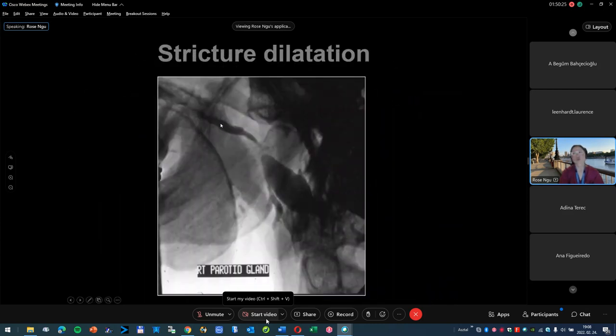To find out how strictured the duct is, we perform something called a sialogram. We put the contrast into the ductal system, and you could see here where it is so tight, it caused further ballooning of the posterior part of that duct. Huge balloon. Okay, and this will cause the patient to have a problem. So the one question we ask them is, when you have your meal, does your face swell up? And they will say, oh yes, it swells up quite a lot. And this is why, because the duct is strictured.